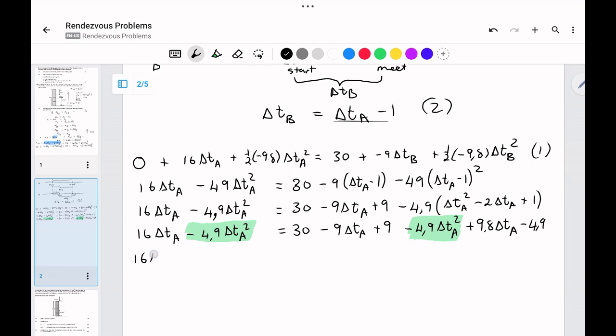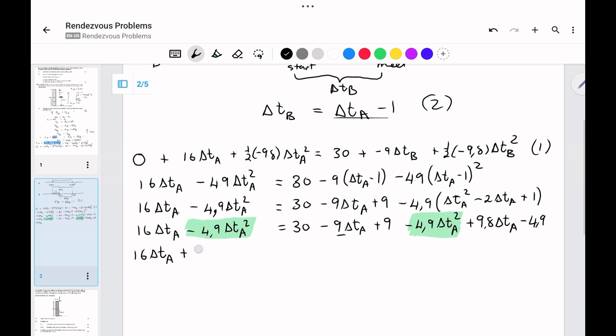So I have the 16 delta TA. I'm going to ignore the delta TA squared because remember they cancel. I've got this minus 9 here. I'm going to bring that across to the left, and I'll get positive 9 delta TA. And then I see I have something else here. It's 9.8 delta TA. And when I bring it across, I get minus 9.8 delta TA. And that is all. I don't have any other terms in delta TA.